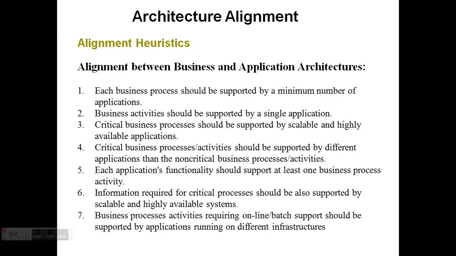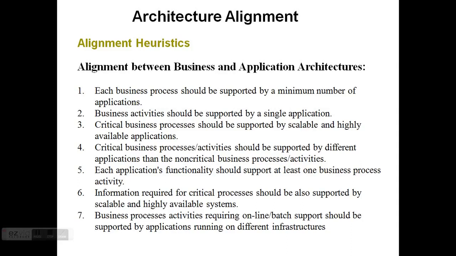First, let me read these and then give you a little more explanation for each one. Number one, each business process should be supported by a minimum number of applications. This rule simplifies user interface among applications. It also reduces the need for application integration and minimizes the number of applications that must be modified when your business process is changing.